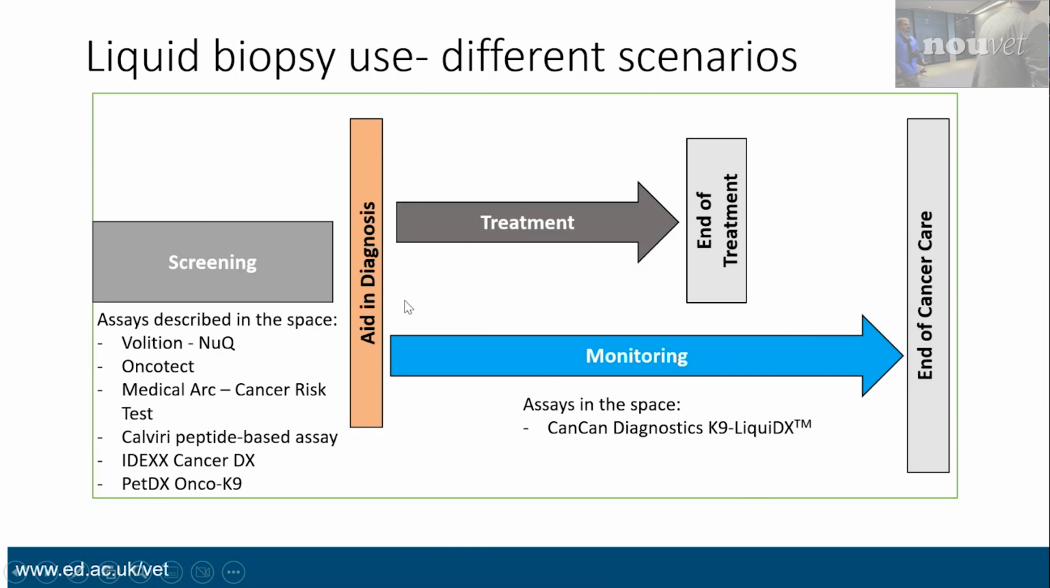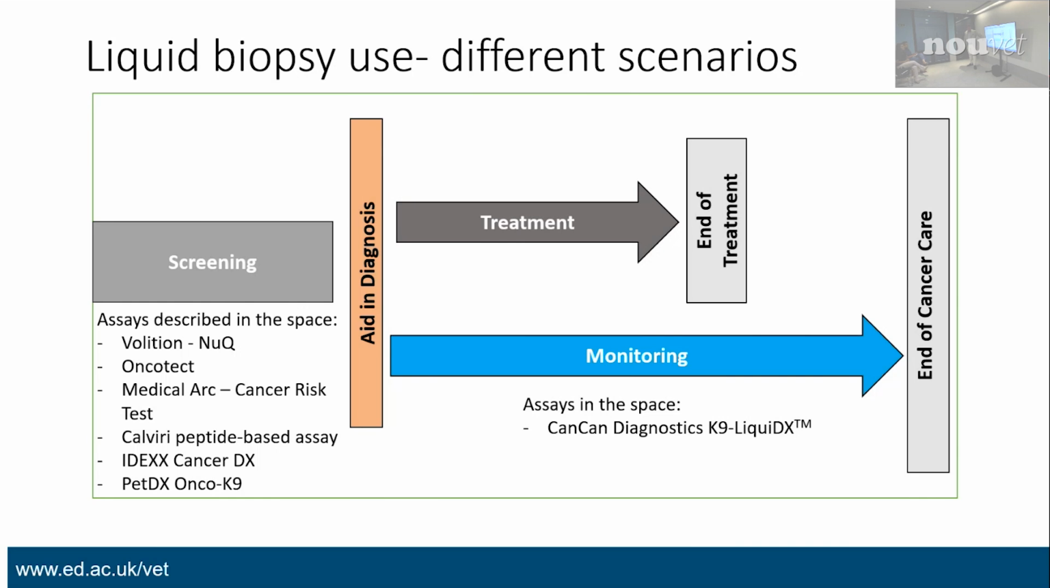So we have different scenarios of use of the liquid biopsy, and I think that's important to think about. You can have screening. Essentially, a healthy dog comes into the clinic, at a high risk of cancer, or the owner is worried about the dog potentially having cancer. Usually, when it's sick, then you will have aid in diagnosis. But overall, screening is when a healthy dog comes in and has a test done, right?